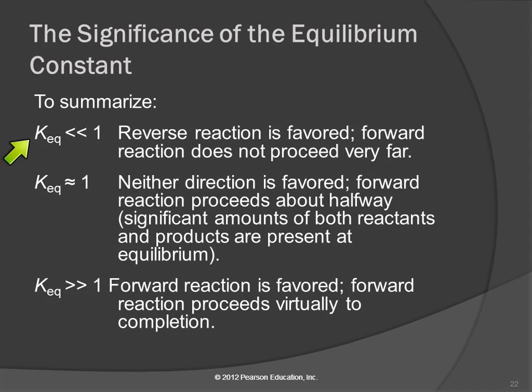So if KEQ is much less than 1, the reverse reaction is favored. The forward reaction does not proceed very far. If KEQ is approximately 1, then neither direction is favored. It's more of a 50-50. There are significant amounts of reactant and product present. If KEQ is much larger than 1, then the forward reaction is favored, and the reaction goes almost to completion.